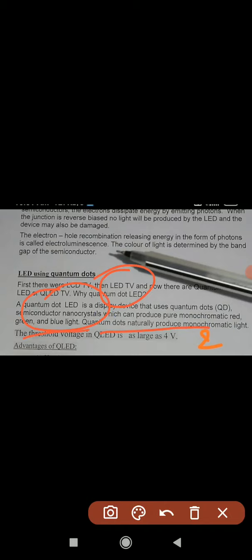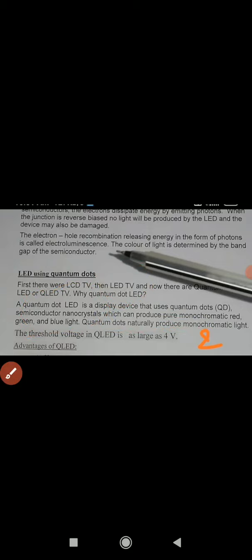LEDs, light emitting diodes. Quantum dots we use in LEDs. The advantages of quantum LEDs: cost effective, much more brightness, more efficient, as well as more stable devices, and made up of environmentally suitable materials. That is the reason we will develop this quantum LED in the lighting industry.